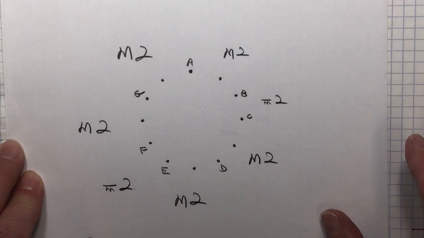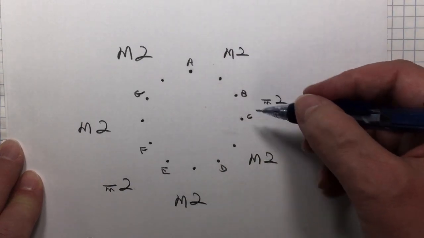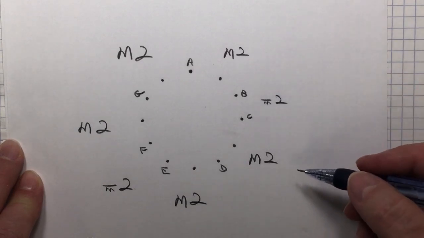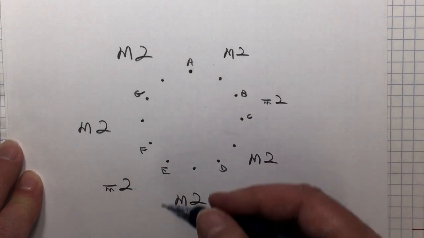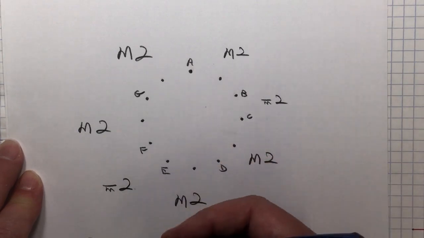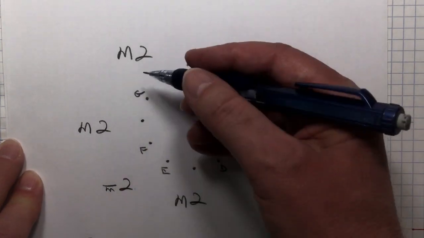Qualitative seconds. A to B, major second. B to C, minor second. C to D, major second. D to E, major second. E to F, minor second. F to G, major second. G to A, major second.